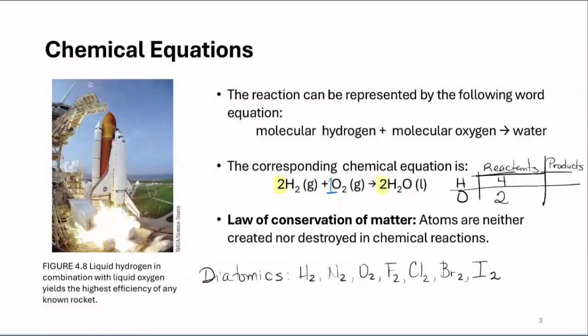Then in the product, I go through the same process. This large digit of 2 gets multiplied by the subscript. So in the product, I also have 4 atoms of hydrogen. And when I take this 2 and multiply it by the oxygen subscript, which is 1, even though it's not written, it is implied, I see that there are 2 atoms of oxygen. We can see that this written equation is balanced, so it respects the law of conservation of matter. All chemical equations must be balanced when you work with them.